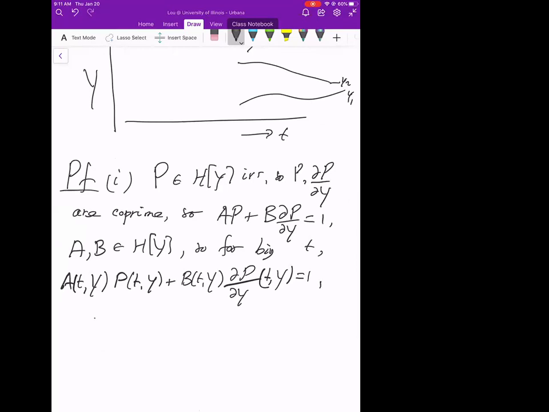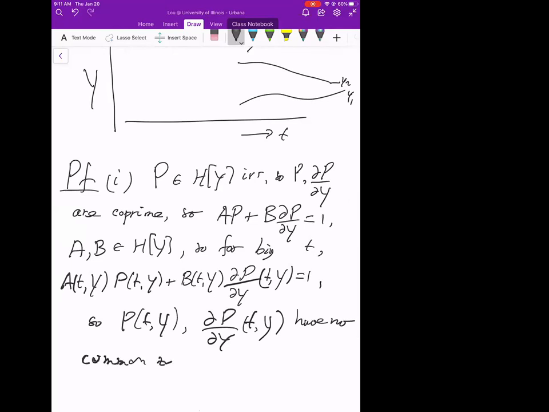which means that P(t,Y) and the partial derivative ∂P/∂Y(t,Y) have no common zero anywhere, let's say in C. Right. Yeah, so that proves part 1, right?